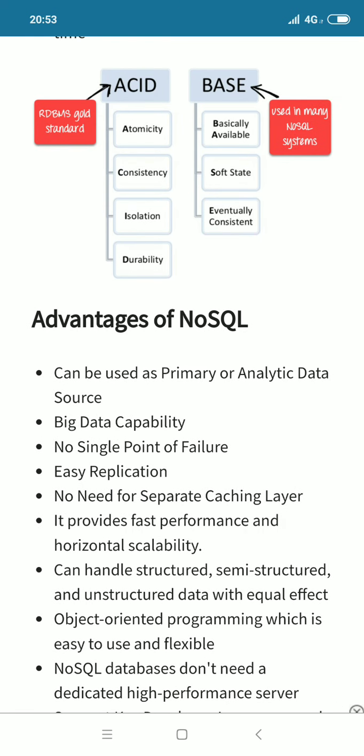So what is the advantage of NoSQL? We will discuss in a further session.